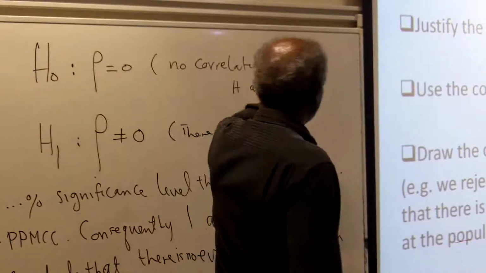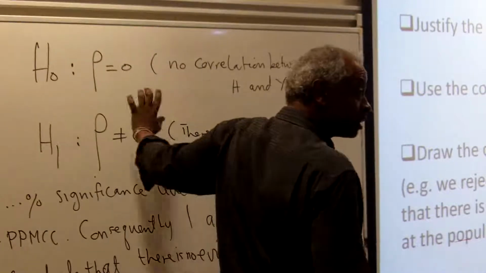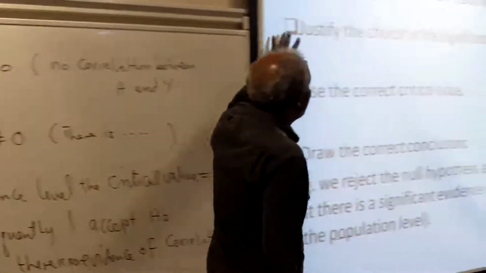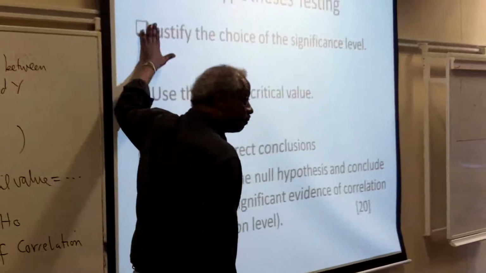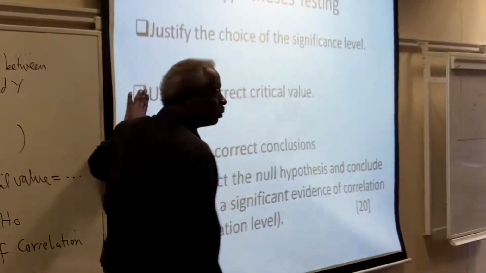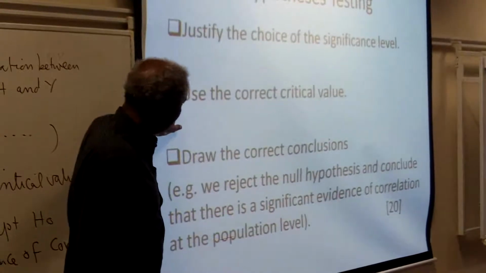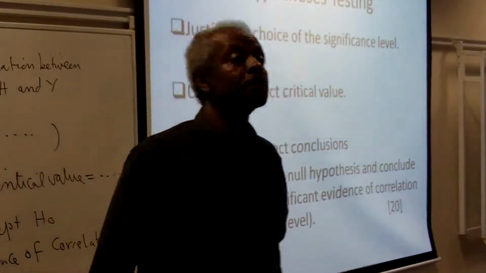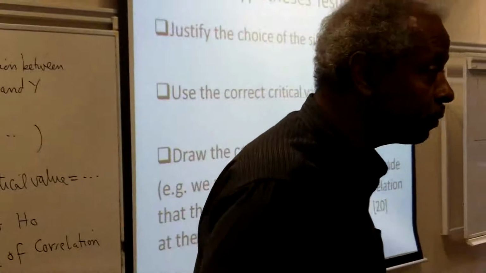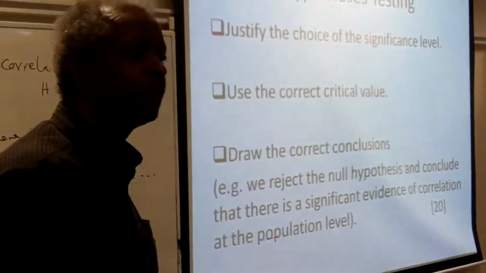The statement, the proper format of the hypothesis test, is 5 marks. Justifying the significance level is 5 marks. Obtaining the correct critical value is 5 marks. Stating the correct conclusion is 5 marks. That's 20, okay? Is that clear, everybody?